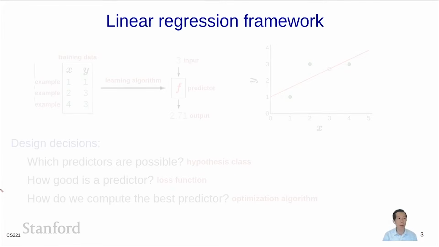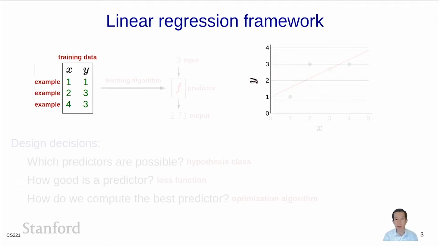So here is the framework. We are given some training data, which consists of a set of examples. Each example consists of an input x and an output y. So (1, 1), (2, 3), (4, 3). And we can visualize these examples on a 2D plot here, plotting y, the output, against x, the input. So here is (1, 1), here is (2, 3), and here is (4, 3).